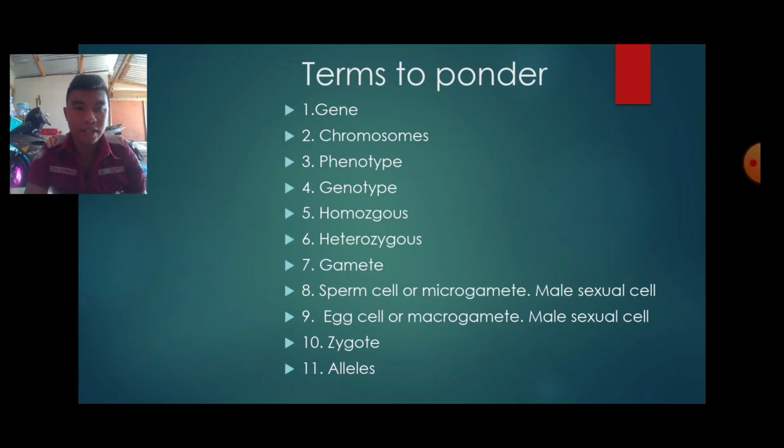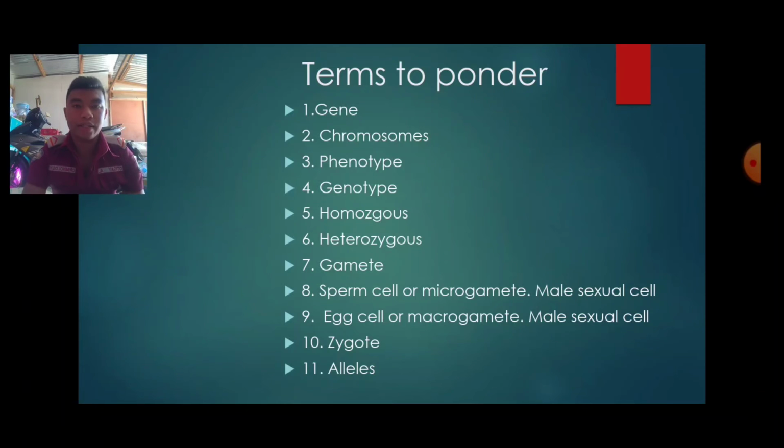The number 11 is alleles. An allele is a variant form of a gene. Some genes have a variety of different forms, which are located at the same position, or genetic locus, on a chromosome. Humans are called diploid organisms because they have two alleles at each genetic locus, with one allele inherited from each parent.